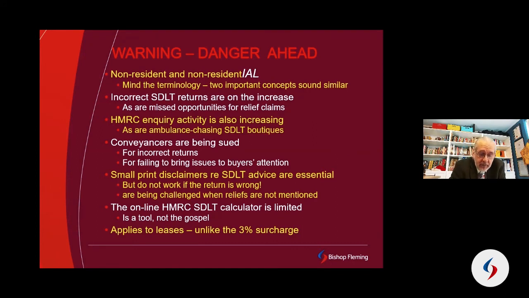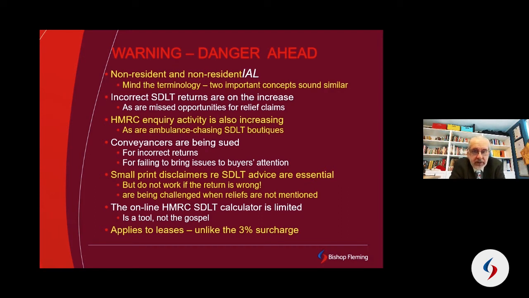We're seeing them being sued for incorrect returns, and we're seeing people trying to sue them, whether they're successful or not, I don't know, for failing to bring issues to the buyer's attention. Now, most conveyancers will have small print disclaimers saying that they don't give stamp duty land tax advice, and I'm now seeing fairly good questionnaires shifting the liability off the conveyancer onto the client to seek advice from a specialist if they can. But they don't work if the return is wrong in the first place.